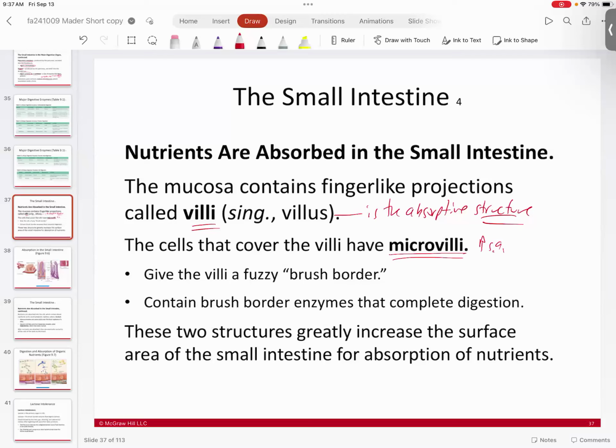So what this does is it gives it kind of like a little fuzzy lining, like little peach fuzz. And we oftentimes will refer to this as the brush border. Now in the brush border, like lions lurking in the grass, are what's called brush border enzymes, who will basically do the very final cuts of digestion before absorbing it into the bloodstream.